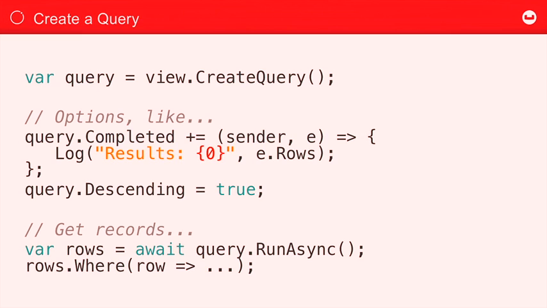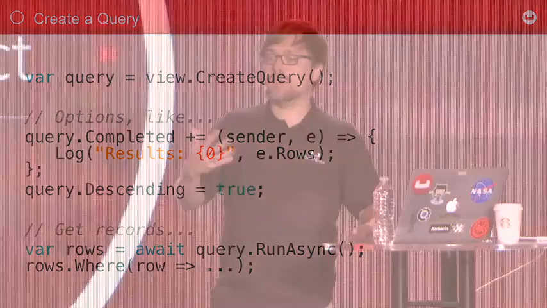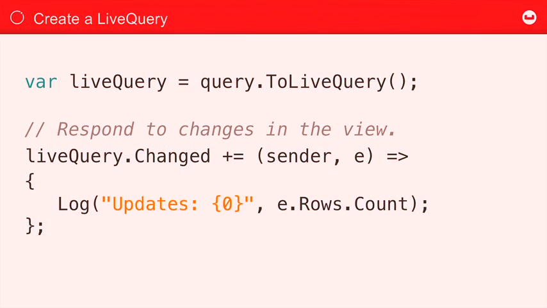And then we can create a query around that. So we just call the create query method on the view. And now we've got something that will run, and it'll iterate, and we can get the result sets back here. We can add in some other options, like whether we want to sort ascending, descending. We can either use the async and await keyword here if we want to run async, or we can also wait for a completed change handler.